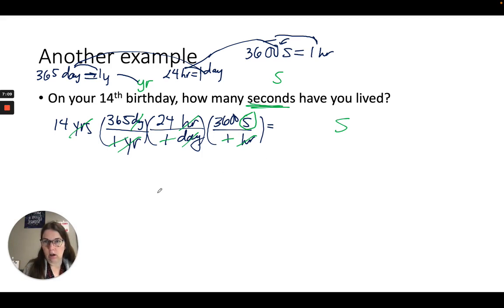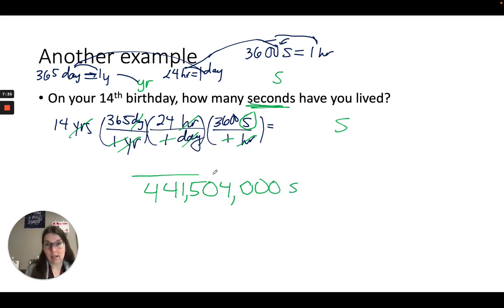So on your 14th birthday at that moment, I'm just going to write down the number and then see where my commas go so I don't miss anything. And my pen is not cooperating with me this morning. Okay, so 441,504,000 seconds. That's a lot of seconds. But not that many if you think about it.